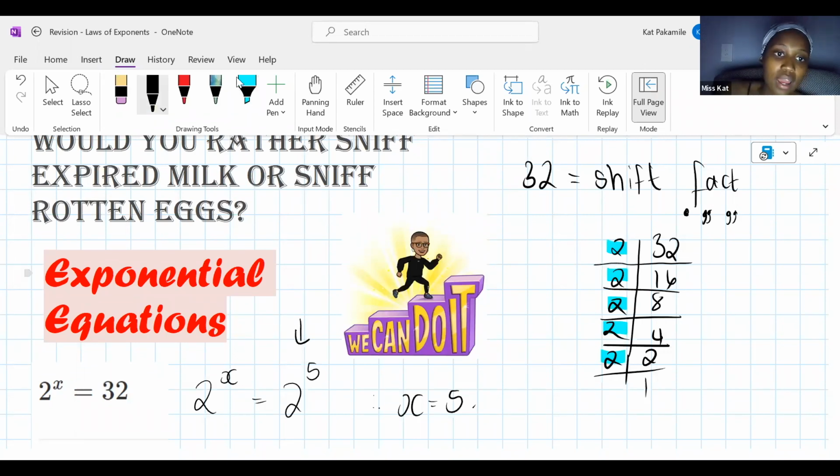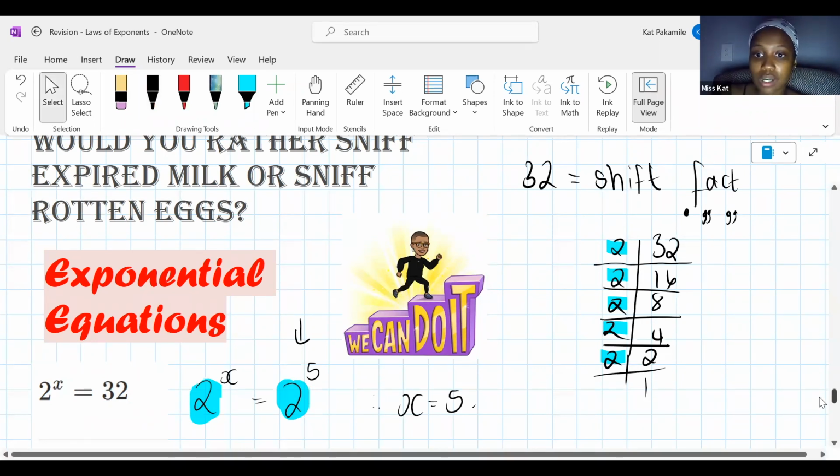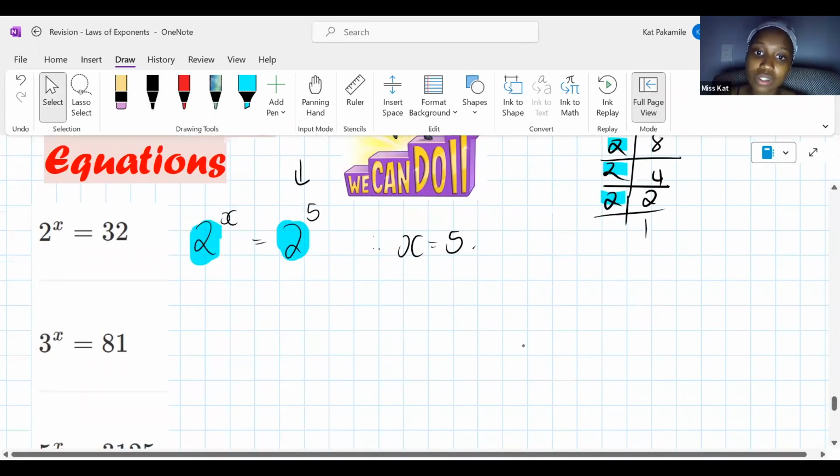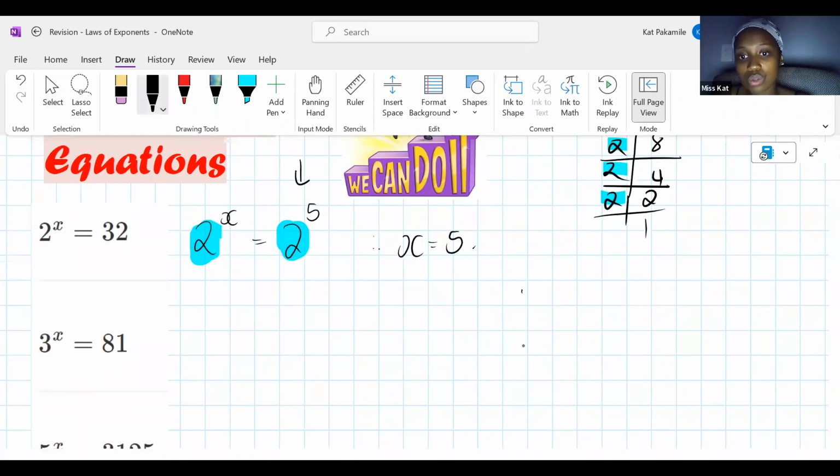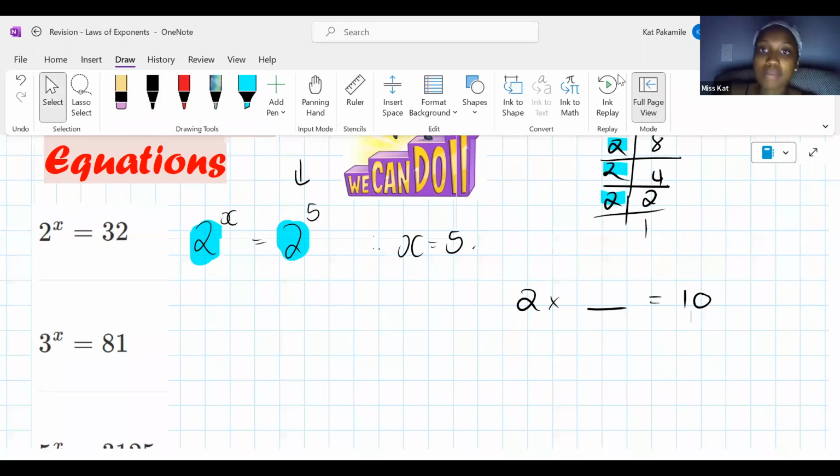And once you have the same bases, guys, your exponents have to be equal. Because it's like me saying, let me do it at the bottom, because I know someone is sitting there like, what just happened? If I say 2 times something is equal to 10, what does that something have to be, guys? If I say 2 times something, and we don't know what that something is, equals 10, what is that something? There can only be one answer. That something is what?